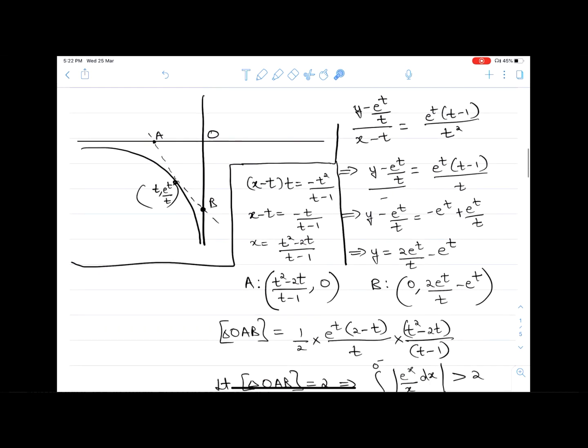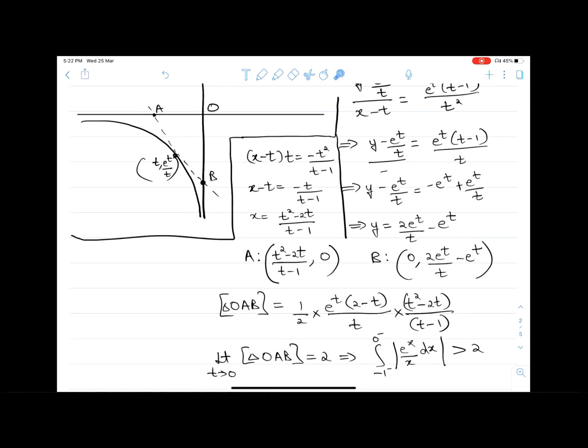See, what I have done is, for this negative part, I took a point t comma e power t by t. I drew a tangent there and wrote this point as A and this point as B. Y minus e power t by t equals the slope times x minus t, and I found the y-intercept and x-intercept. If you observe, this value will be tending to 0 as t tends to 0. So I'm just saying that -1 will be somewhere here, because this point tends to 0 as t tends to 0. Keeping that in mind, this is A and this is B.